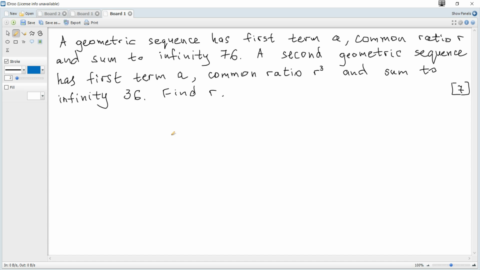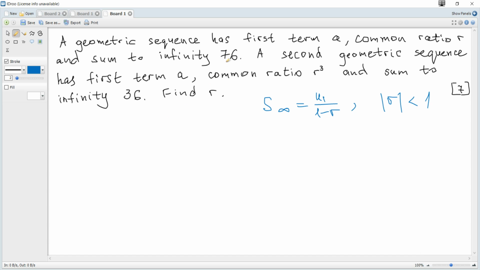A geometric sequence has first term a, common ratio r, and sum to infinity 76. A second geometric sequence has first term a, common ratio r cubed, and sum to infinity 36. Find r. We know that sum to infinity is equal to u1 over 1 minus common ratio, provided that the absolute value of a common ratio is less than 1.